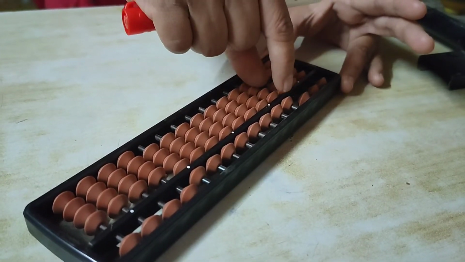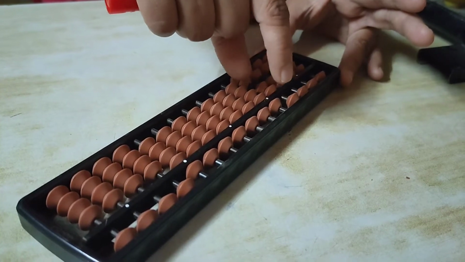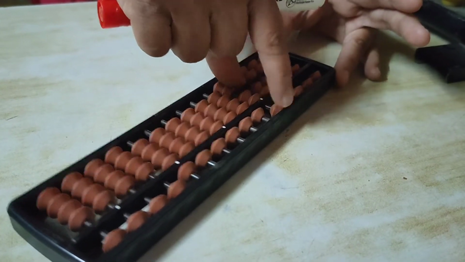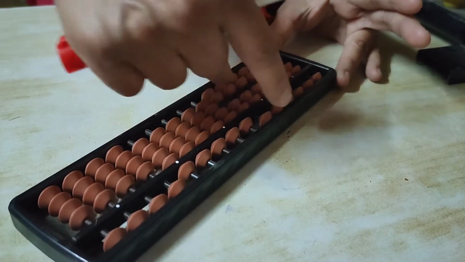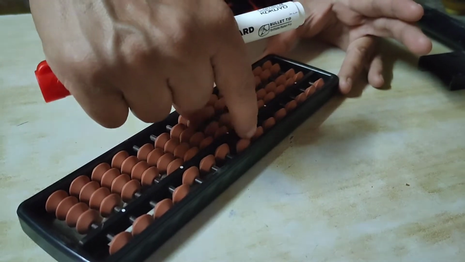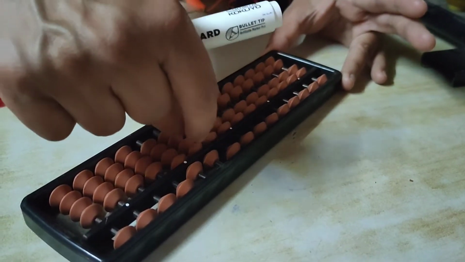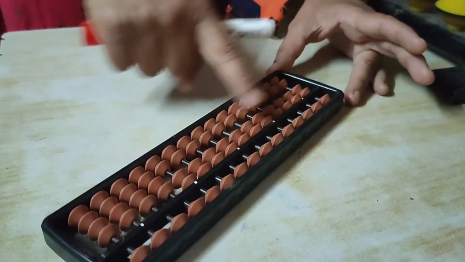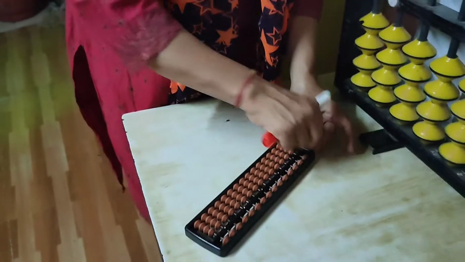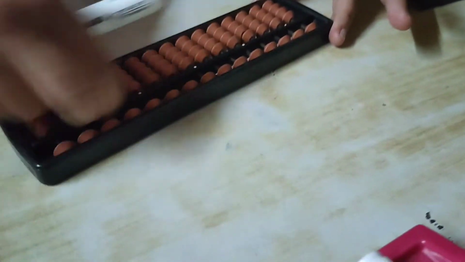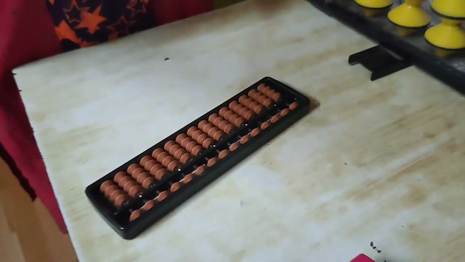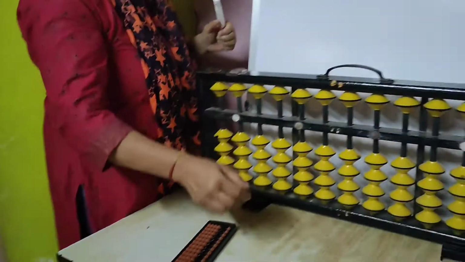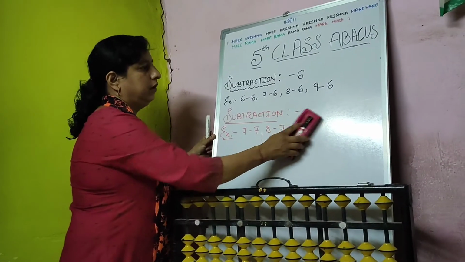Say minus 7. What we should say? Minus 7, minus 7. I hope you understood. The answer is 2. And then clean the abacus. Set it 0. Clean the abacus. So next example, minus 8 and minus 9 I will take. Okay. So here only I will take that.